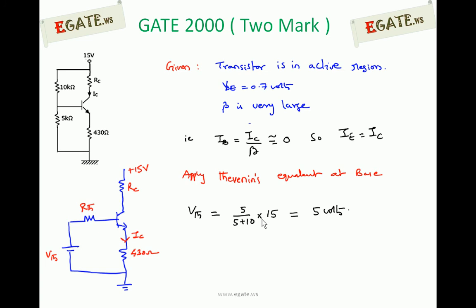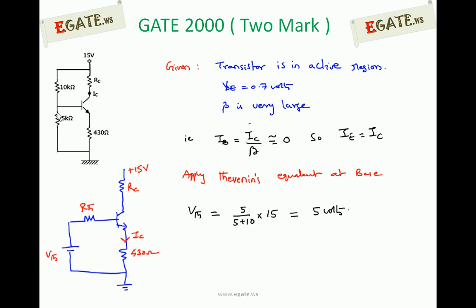VTH is nothing but the voltage at the base. Since base current is 0, the entire current which comes from 15 volts is going through 10 kilo ohms and 5 kilo ohms. The same current flows through 10 kilo ohms and 5 kilo ohms, and the voltage applied is 15 volts. Simply we can apply the voltage division rule to calculate the voltage across 5 kilo ohms. That is nothing but Thevenin's voltage. So VTH is equal to 5 by 5 plus 10 into 15. So Thevenin's voltage, that is the voltage at the base, is 5 volts.